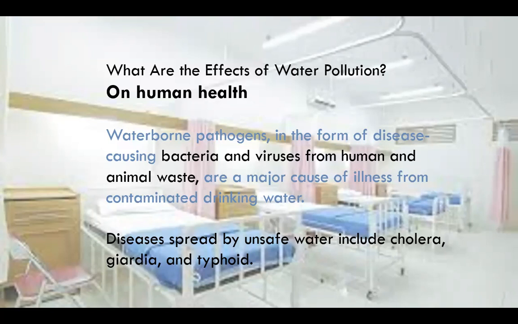Bacteria and viruses from human and animal waste, if they're not properly cared for or they leak out, these diseases get spread, including cholera. These are diseases which one can find in the poverty-ridden areas of the world.